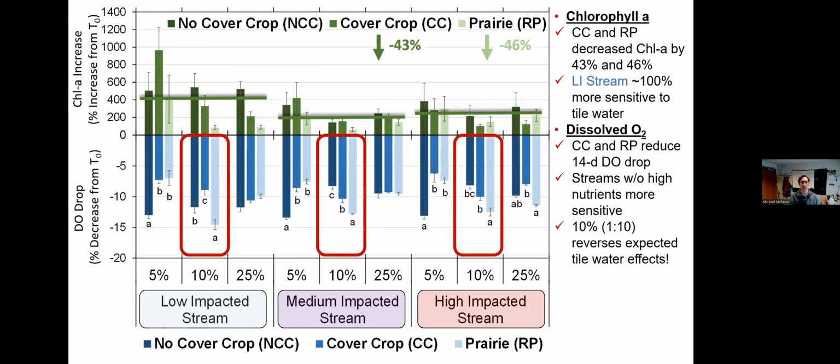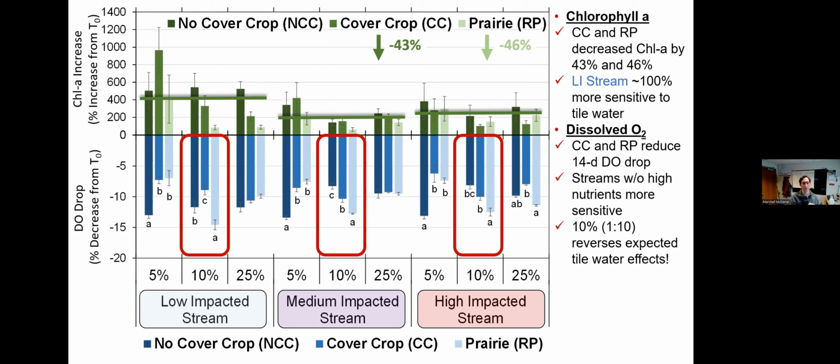And then the unexpected, kind of strange finding is that for dissolved oxygen, the proportion, or the ratio we mixed at, really had a strong effect. And in fact, the treatment effects reversed at 10%. So at 5%, it matched the algae results.